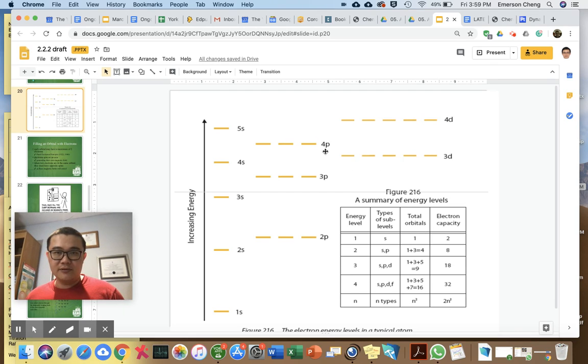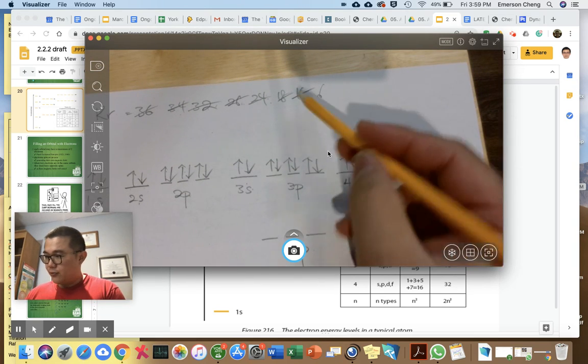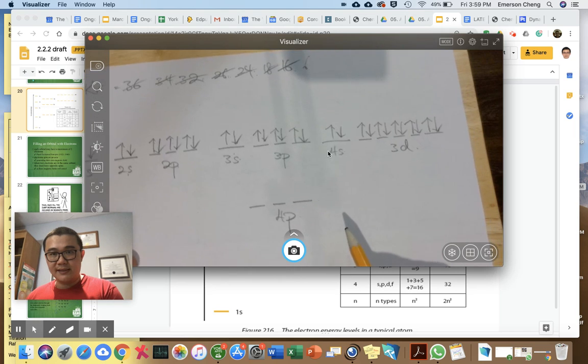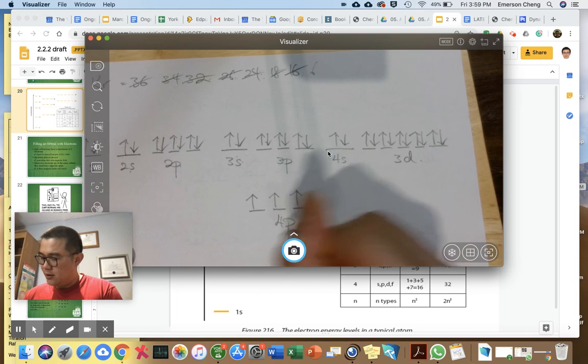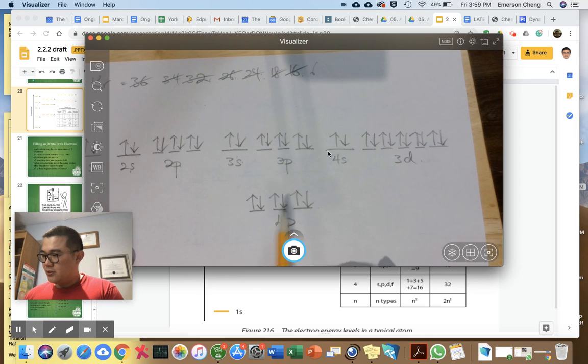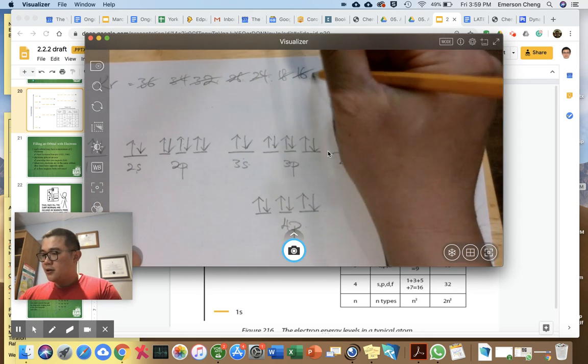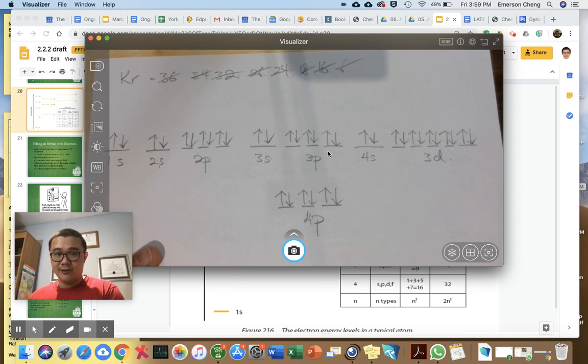Now, last but not least, I go to the 4p orbitals. So 4p has 3 slots. Oh look, I have 6 electrons. This can accommodate up to 6. So yay! 1, 2, 3, 4, 5, 6. So I have all 36 electrons drawn out here. This is the electron configuration diagram.